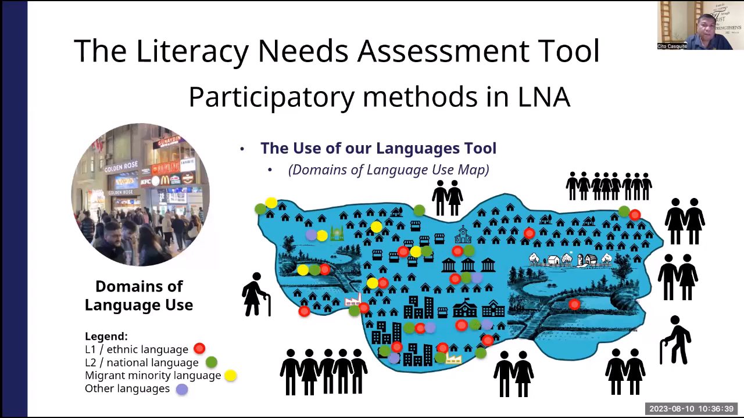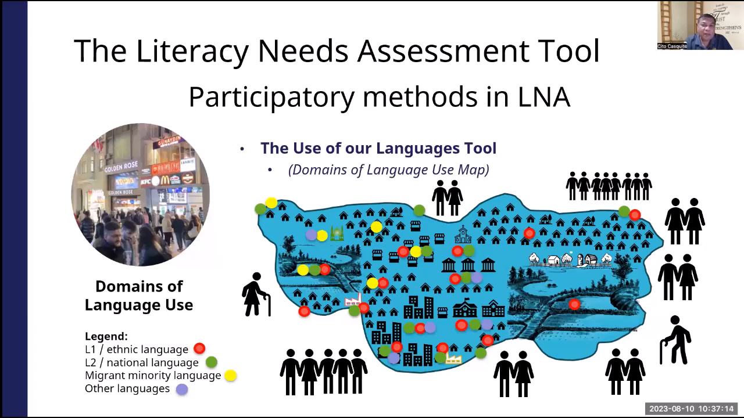So from this example, for schools and education, at least three languages are being used: the mother tongue, the national language, and other languages, perhaps English. And in the church, you can notice in places of worship, there's red and green marker. So it's the home language and the national language, and yellow and purple for the Muslim community. So it's the home language of the minority speakers, yellow, and purple, perhaps Arabic, other languages for this matter.